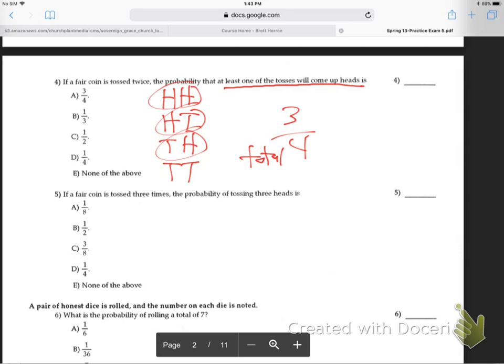3/4. Make sense? Those all have at least one head, don't they? The only one that doesn't is both tails. So the probability is actually 3/4. Answer A. All right. Number 5.